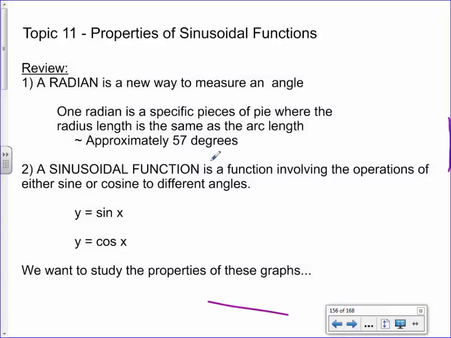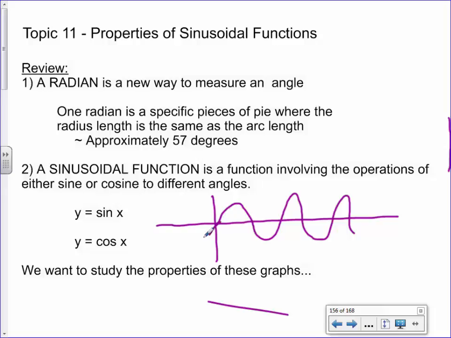Okay, so yesterday was basically my intro lesson talking about what we need to do in order to talk about sinusoidal functions. Today, now we're going to really dig into what these graphs look like. So yesterday I showed you real quick what a sine graph looked like. And it essentially looks like this. It has this kind of wavy up and down motion to it.